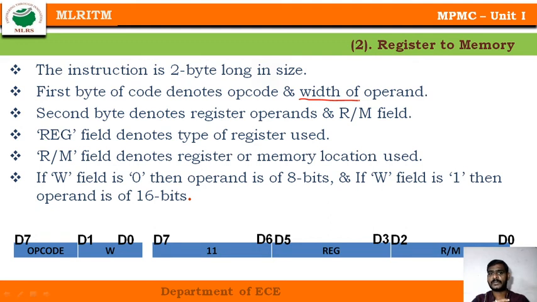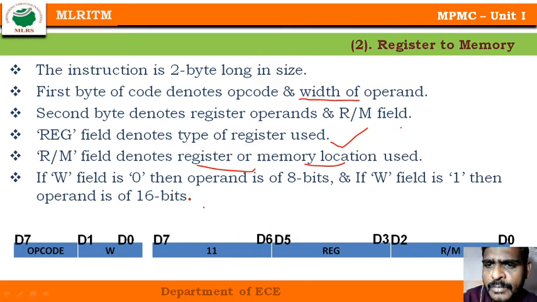The register field denotes the type of register used, because as we see in the table, whether I am using AX register, BX register, CX or DX, that particular register field tells which register will be specified in the instruction. R/M tells about whether it is a register or a memory location. And the width of the data, as we see, 0 is for 8-bit data.